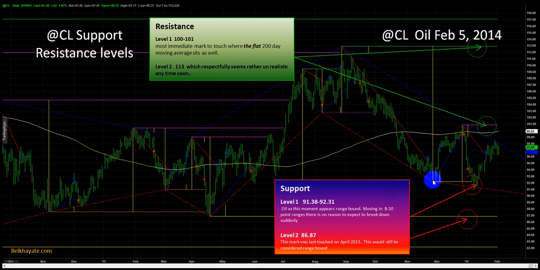The first mark would be between these 2 points. This is 91.38, and this is 92.31, and this is 91.38 in here. The second likely level would be at 86.87. This was last touched on April 13th of 2013. It would still be considered range bound, as you notice how many times the price has touched these points, but still this seems to be the more likely place where oil will travel.